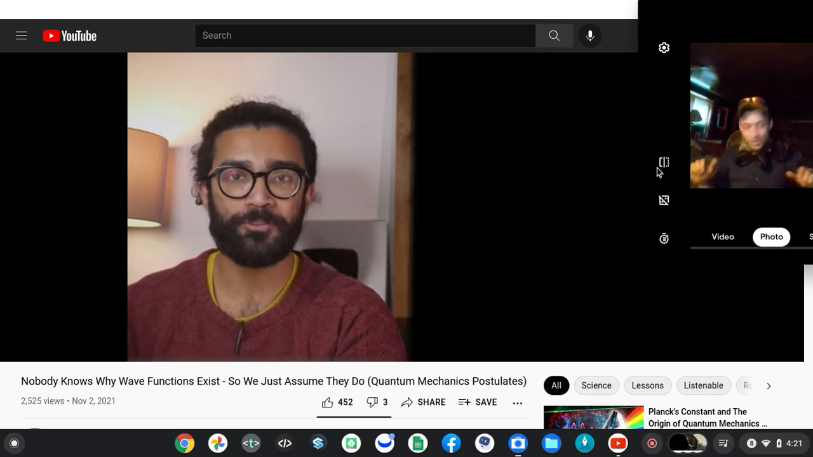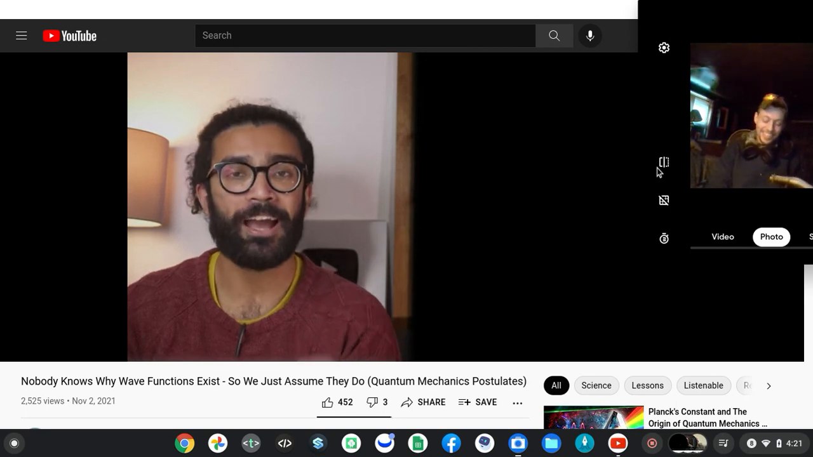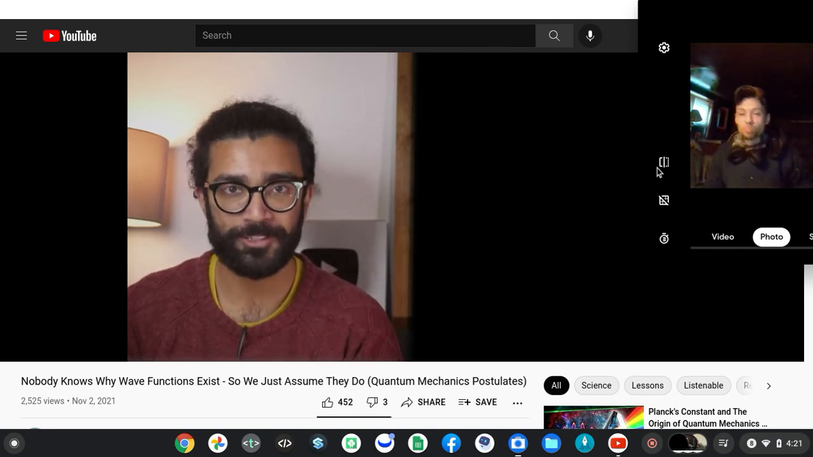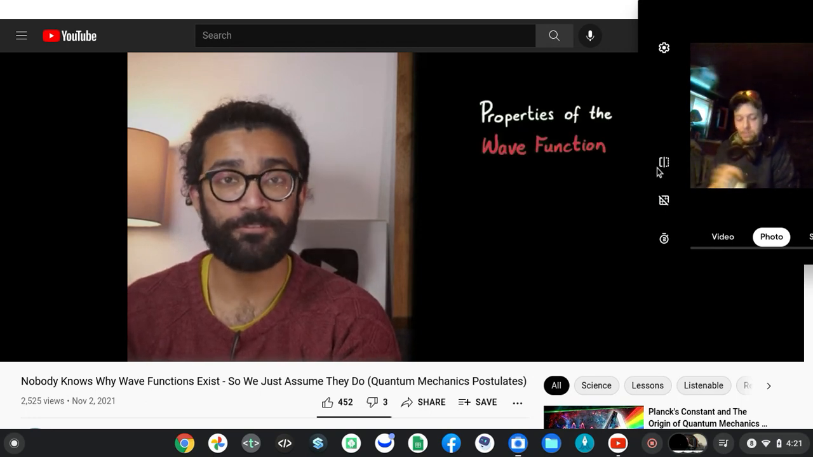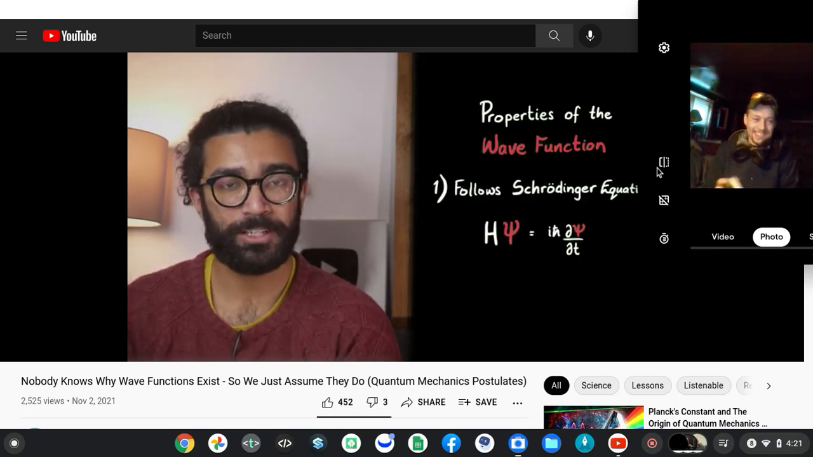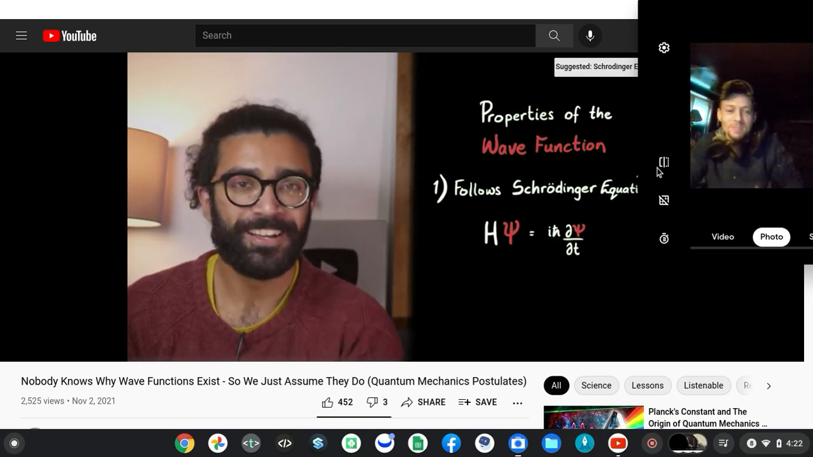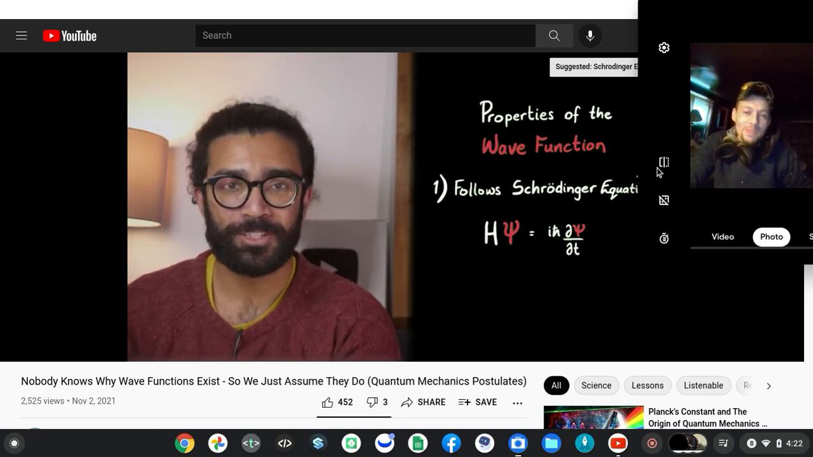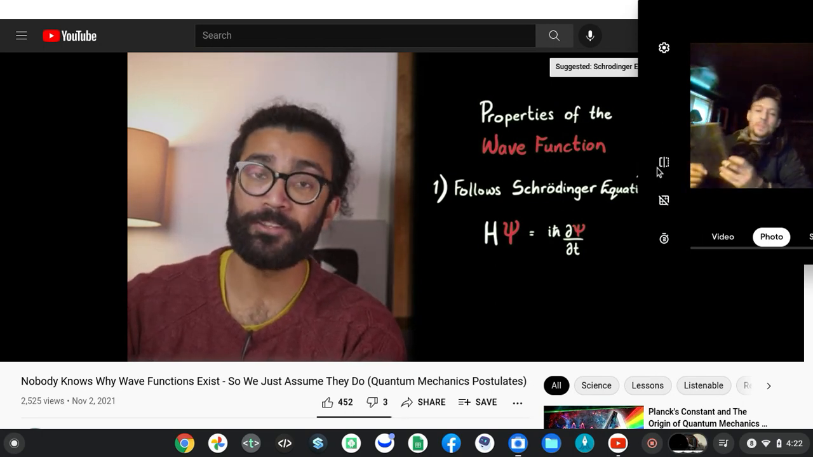And what we found so far is that all the predictions made by quantum mechanics have been verified by experiment. Anyway, so let's quickly discuss some of the properties of this wave function. The first property is that it follows what's known as the Schrödinger equation. This is the main equation in quantum mechanics, and essentially what makes a function quantum mechanical in the first place.